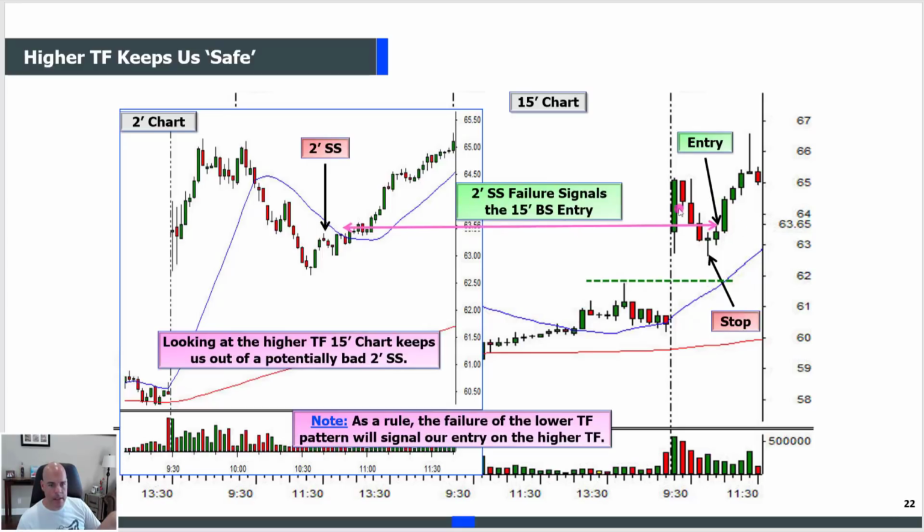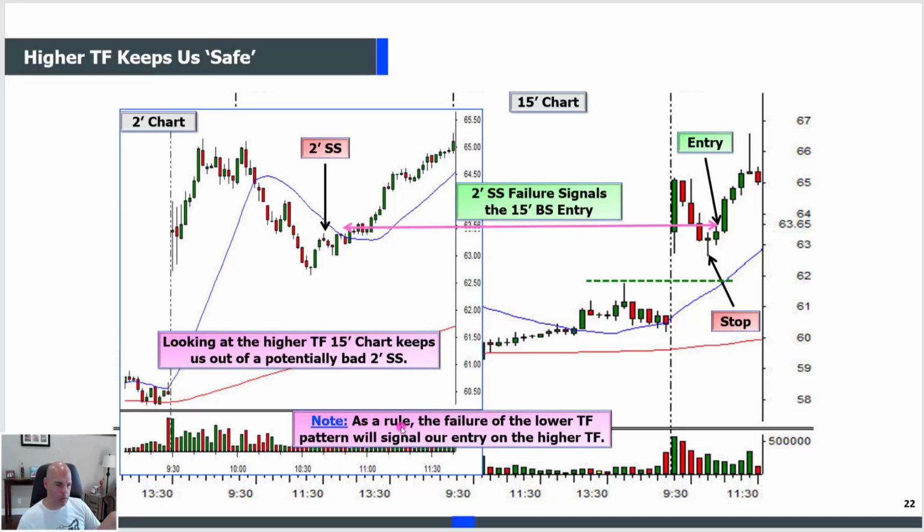This failure makes this buy setup better. And here all along, you're sitting here wondering why the 2-minute sell setup failed. Because you weren't smart enough to look at the higher time frame. So in this case, looking at the higher time frame kept us out of the 2-minute sell setup. And not only did it keep us out of the sell setup, it gave us a really good trade.